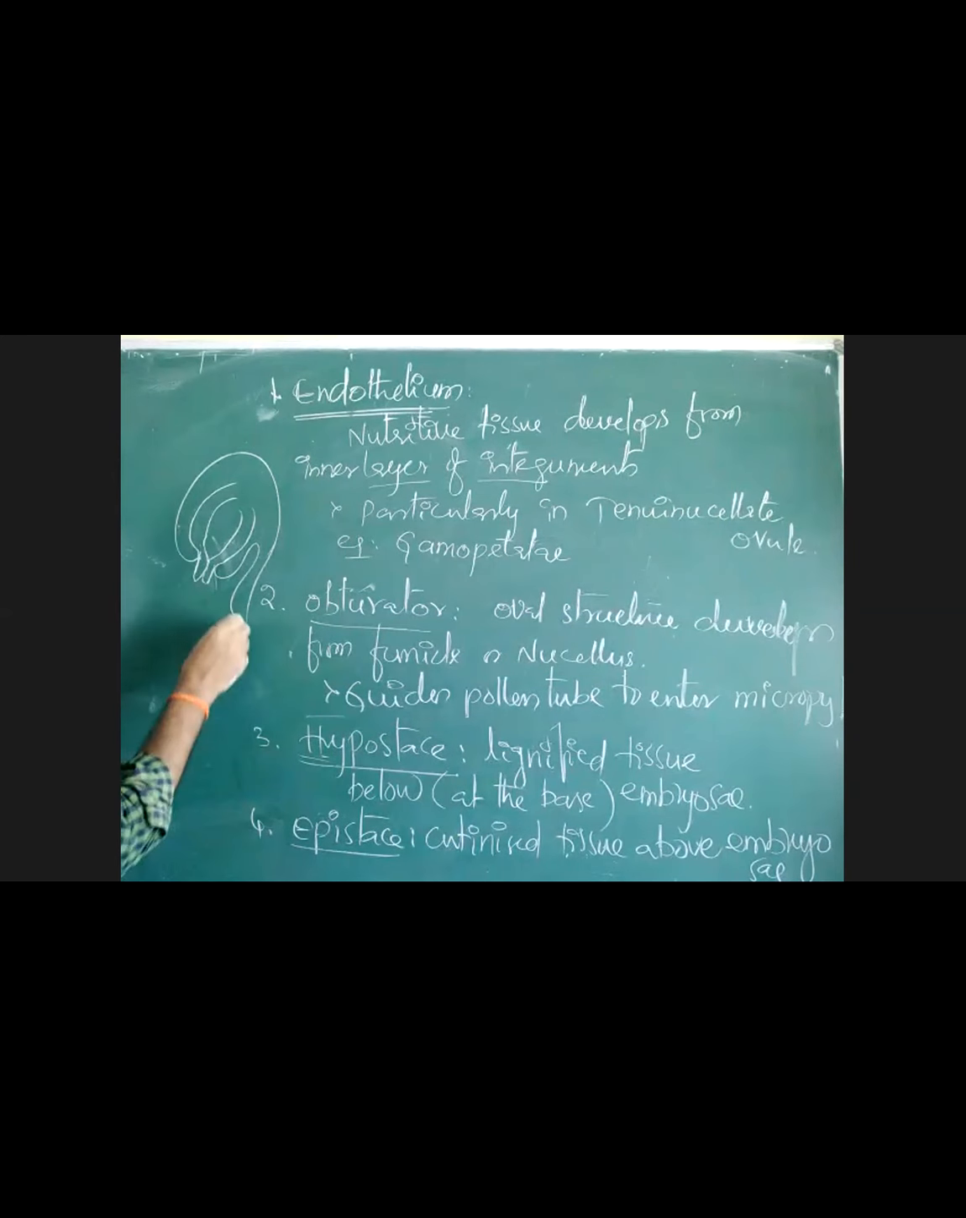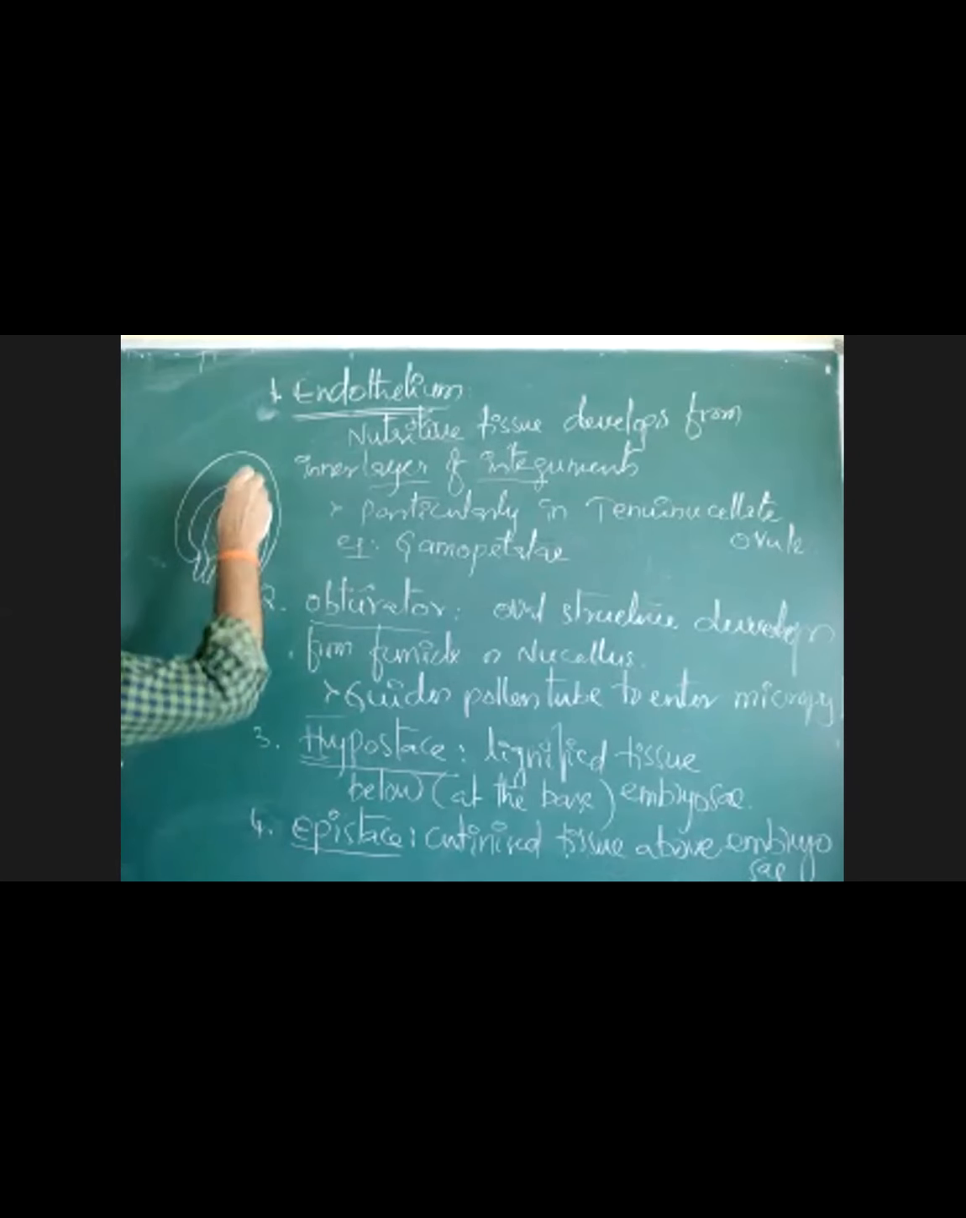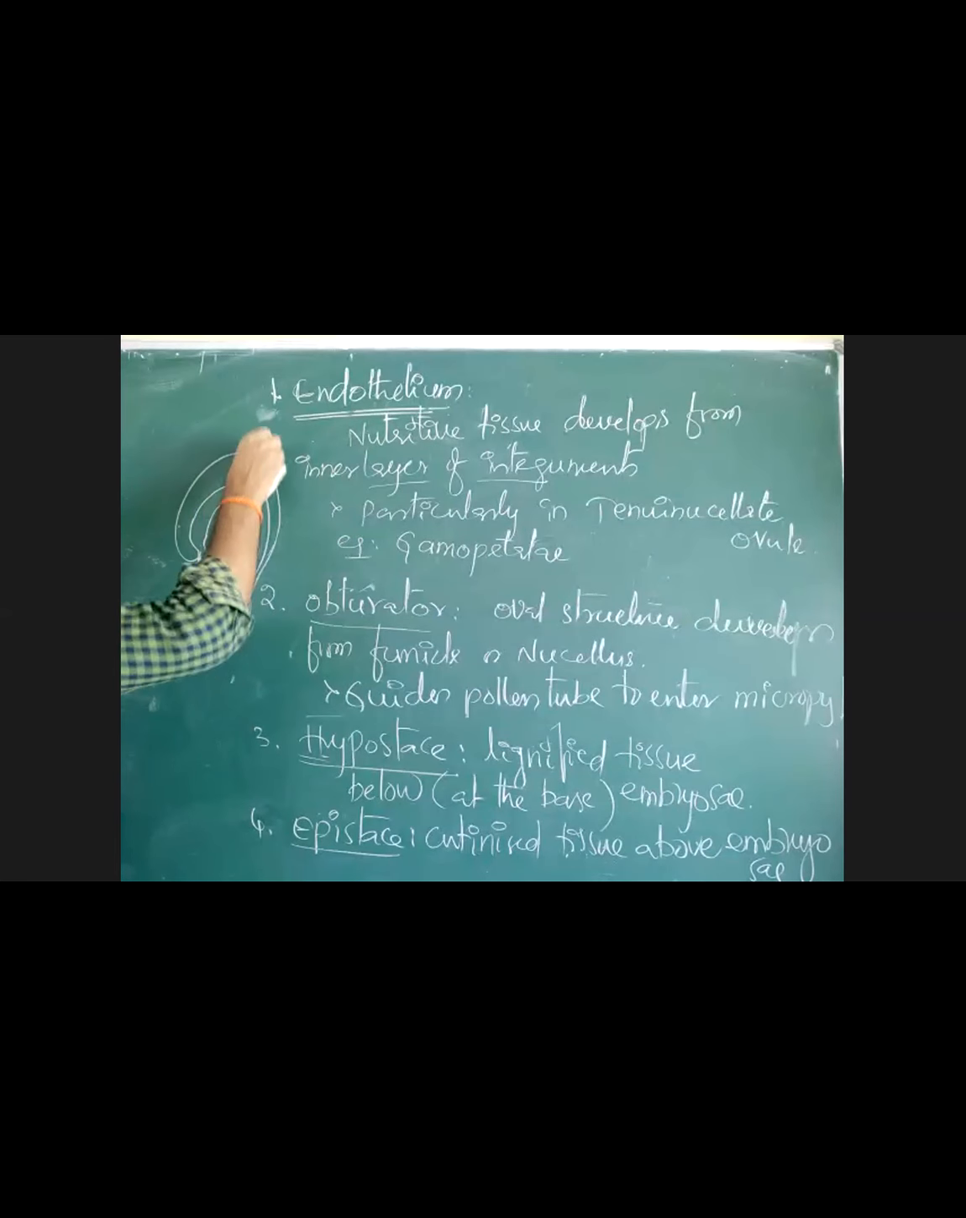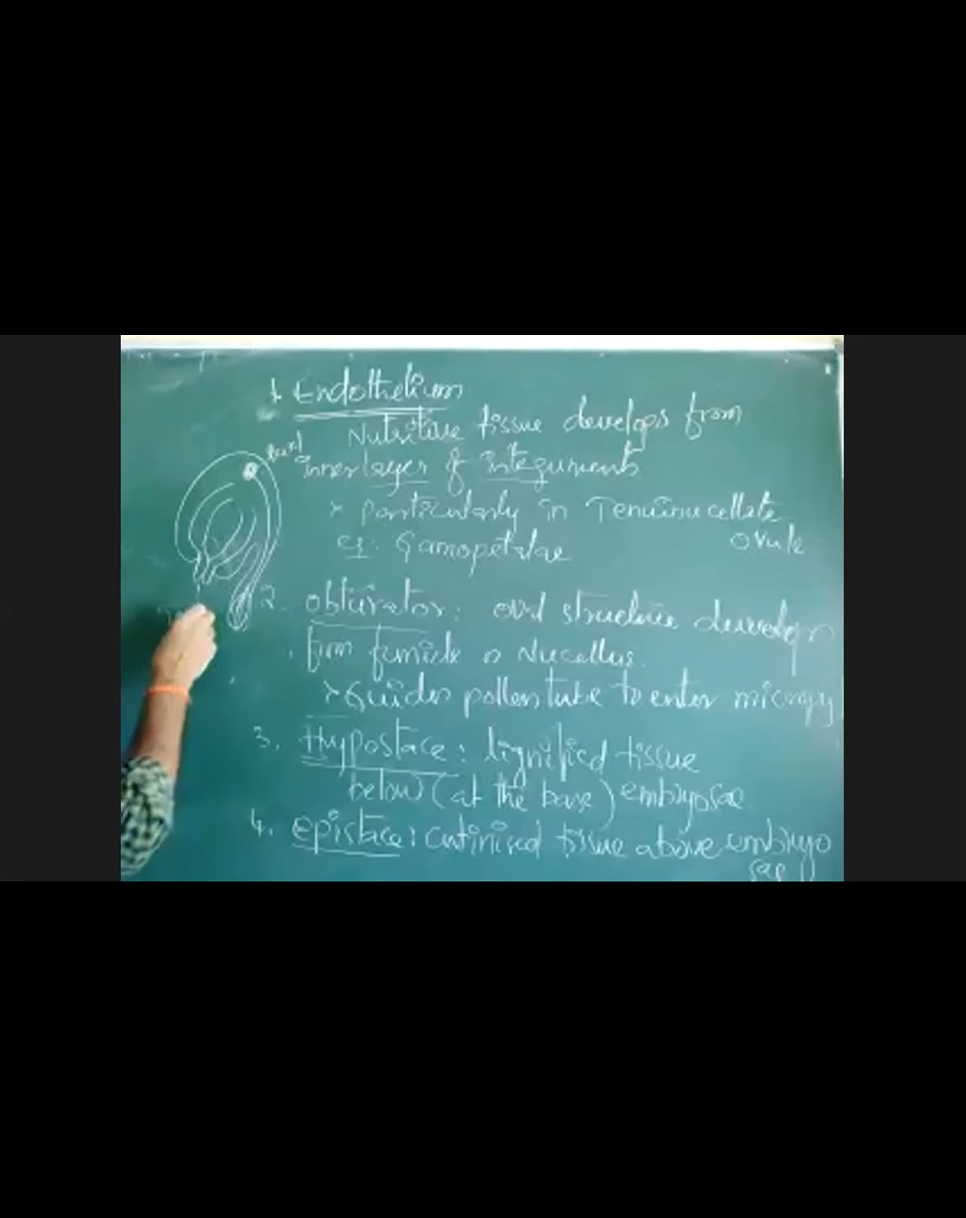See here, this is the basal part of the ovule where the funiculus is attached to the placenta. So the ovule structure will start from here, and this is the nucellus. Nucellus is the basal part. This is the basal part. This is the terminal part. Okay. Micropyle is the apical part, apex. Okay. This is the basal part.